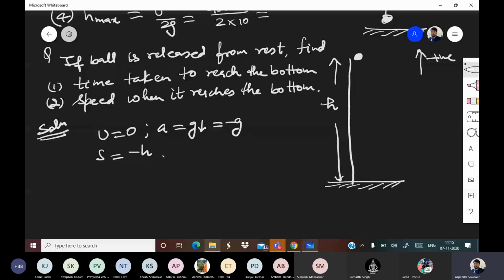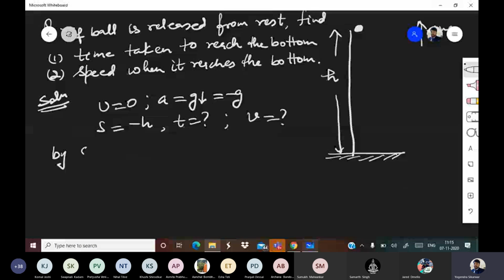So by S is equal to UT plus half AT square, S is minus H is equal to 0 plus half into minus G into T square. So you can see that this minus and this minus got cancelled, and T comes out to be root of 2H by G.